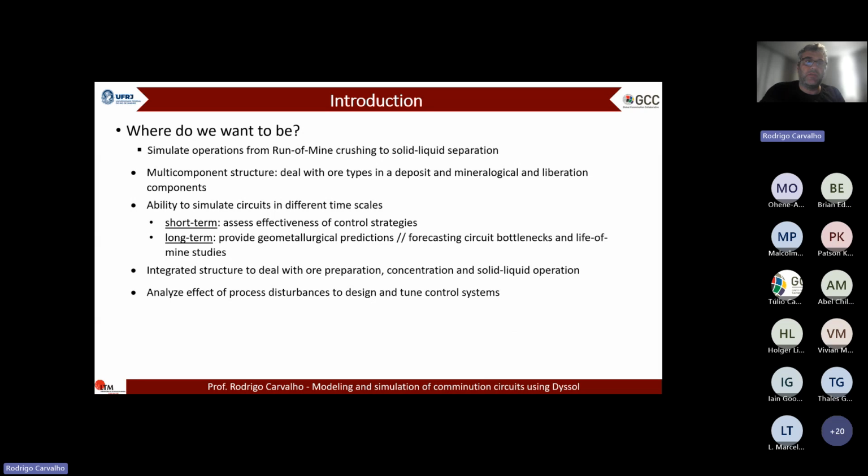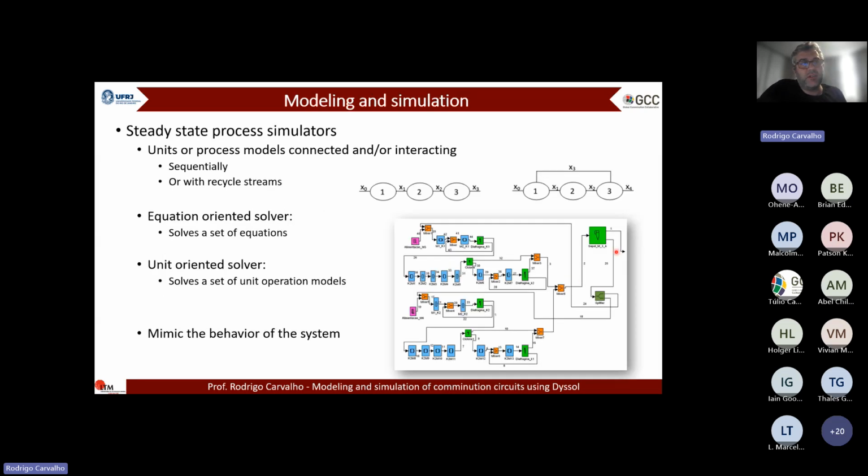So regarding simulation, one tool that we have been familiar with for many years is the steady state process simulators. So basically in this type of tool, we have units or process models that are connected and can interact with each other. They can be organized sequentially. So we have one feed coming in, there is a unit, and then unit 1 passes the output to unit 2, and so on. So they can be solved sequentially. So basically, if you know the process inputs, the characteristics of the input stream, and know the parameters of the unit models, you can calculate the output of these units and so on.